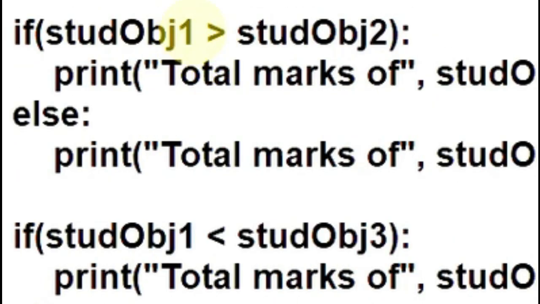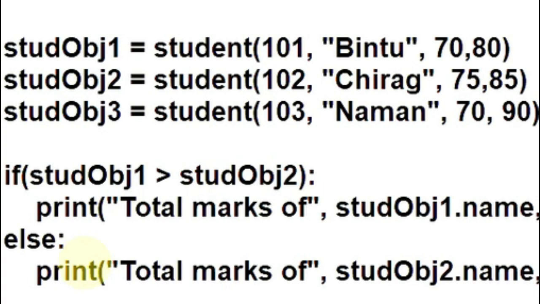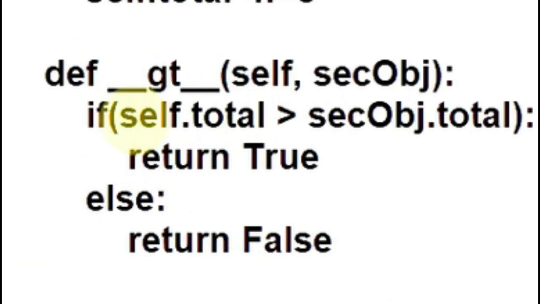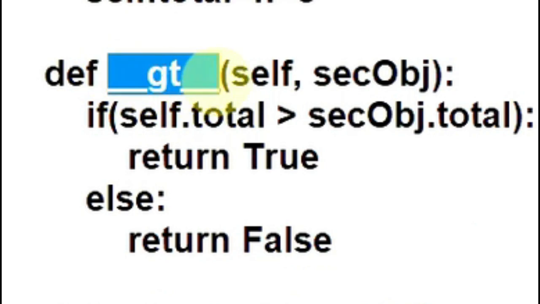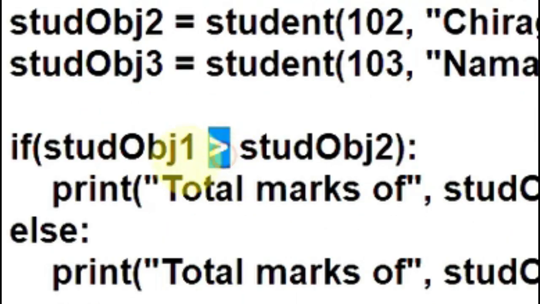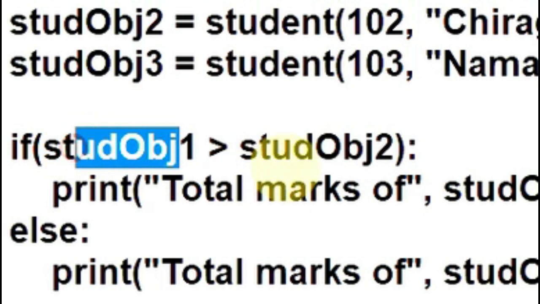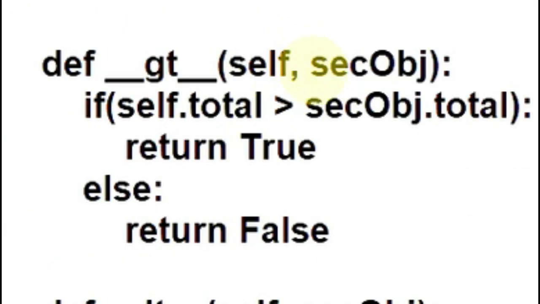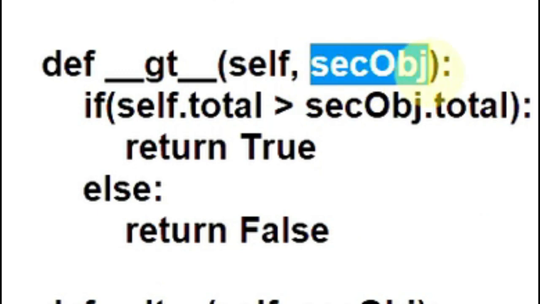Now let's come here. You are comparing two objects, right? See, usually the greater than sign is used for comparing logical expressions, but here you are comparing objects. So the compiler will realize that there has to be a magic function and it has to be executed. And the compiler will jump over here and will invoke this magic function. This greater than operator is invoked by stud obj1, and this stud obj2 object will be passed as a parameter and will be assigned to this sec obj parameter.